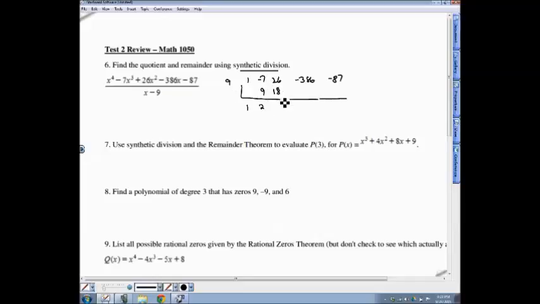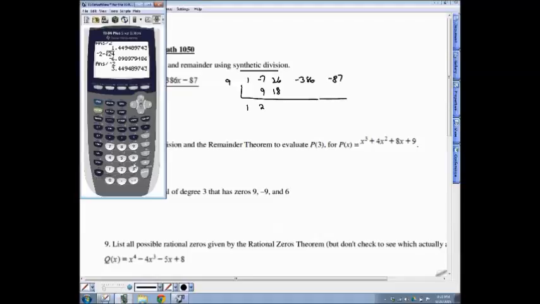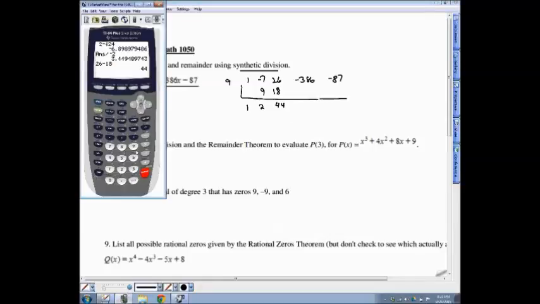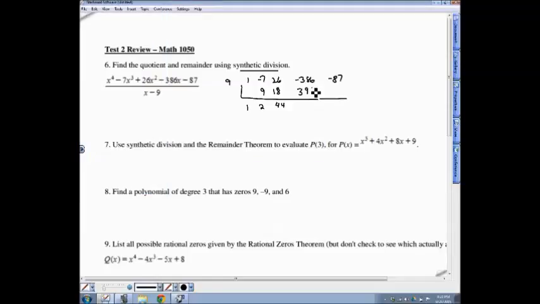9 times 2 is 18. 26 plus 18 is going to be 44. It's never a bad idea, though, on these tests to check your math. So 26 plus 18, 44. 9 times 44 is 396, minus 386 is 10. 9 times 10 is 90. 90 plus negative 87 is 3.